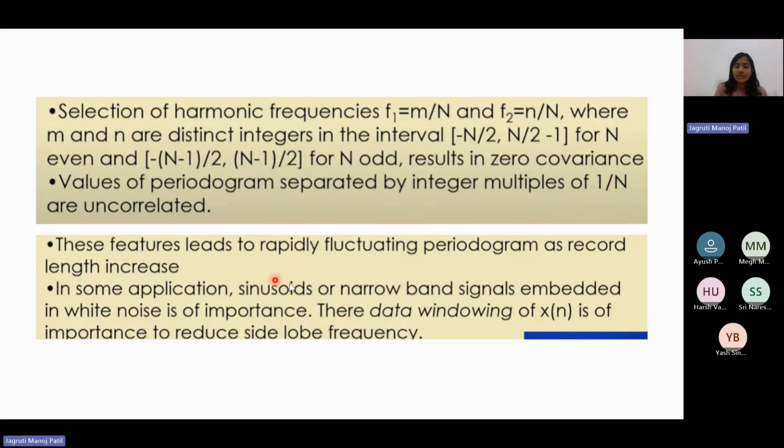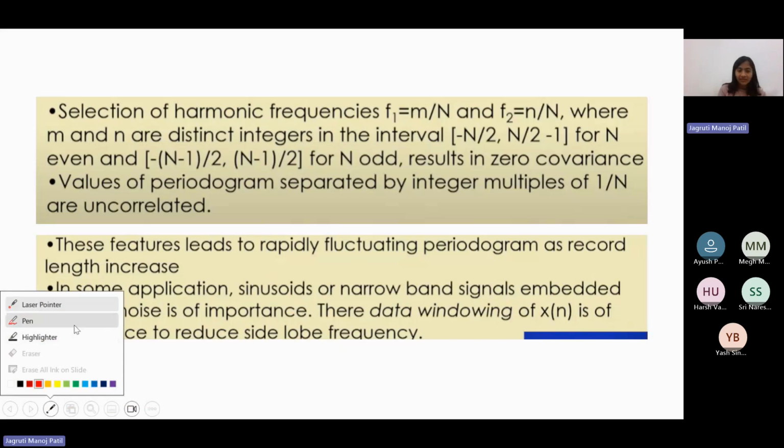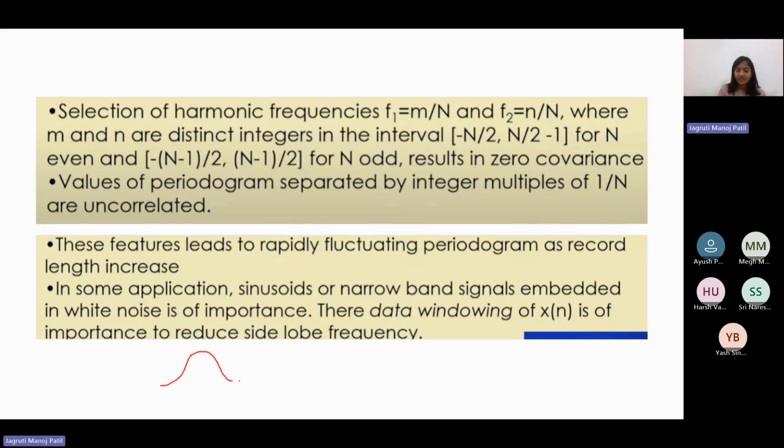In some applications, sinusoids or narrowband signals embedded in white noise are of importance, and data windowing of x of n is important to reduce the side lobe level. I hope you know what a side lobe is. I'll give an idea: if you have something like this, this is the main lobe of your signal. If you have seen the sinc function, something like this, until the signal becomes zero, these are called the side lobes of the signal.